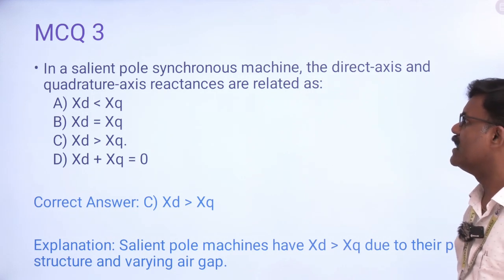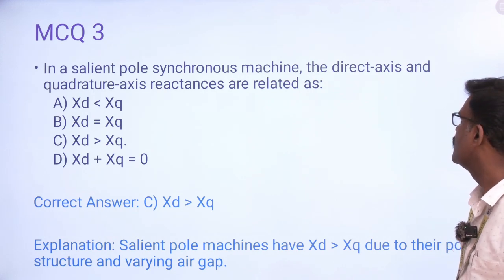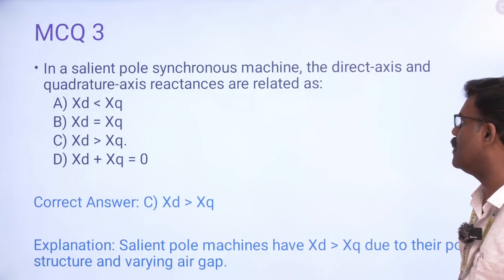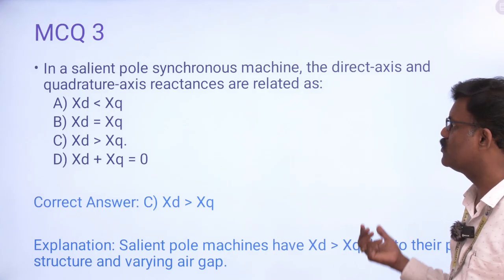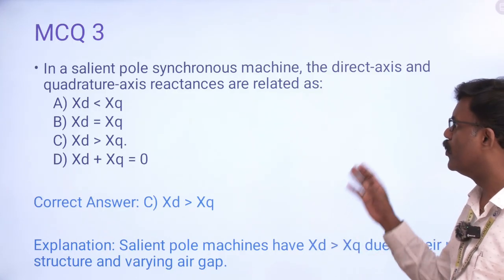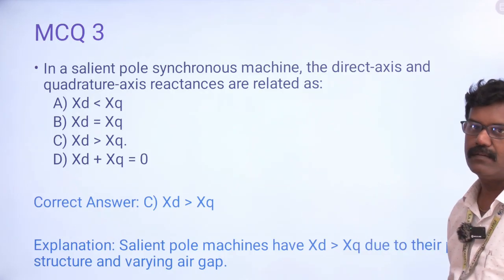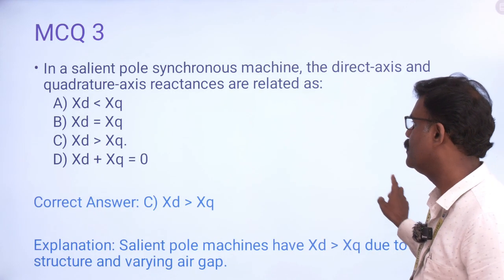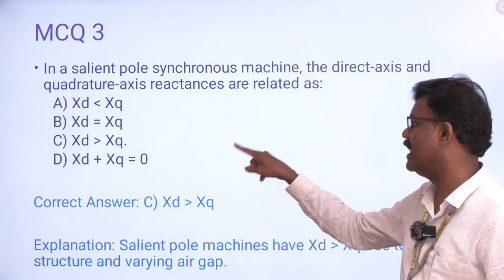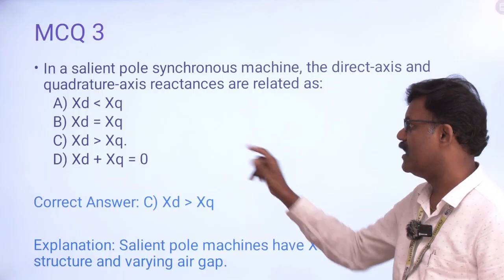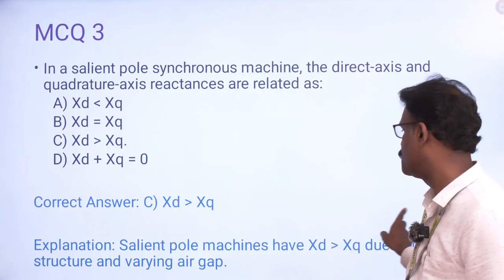Next question: in a salient pole synchronous machine, the direct axis and the quadrature axis reactances are related as? Actually, in a salient pole machine, both axis reactances are not equal. Due to the air gap, the direct axis reactance Xd is greater than Xq.